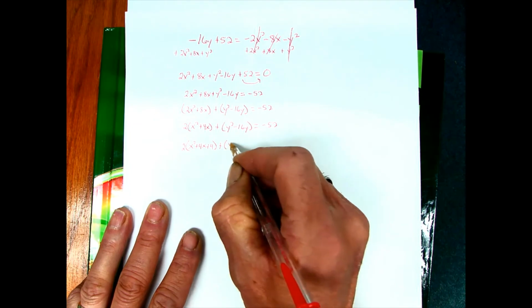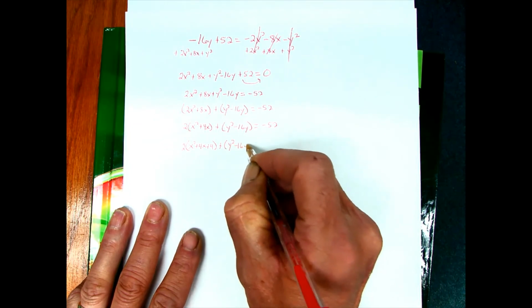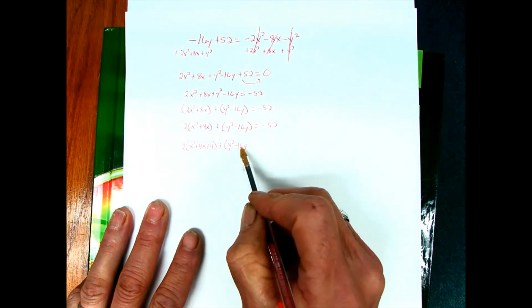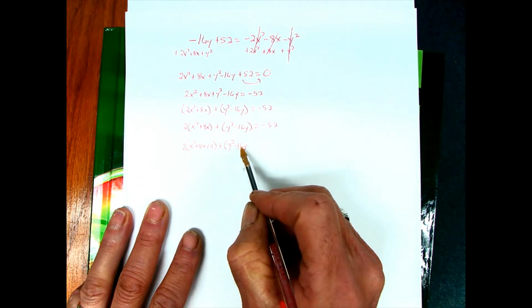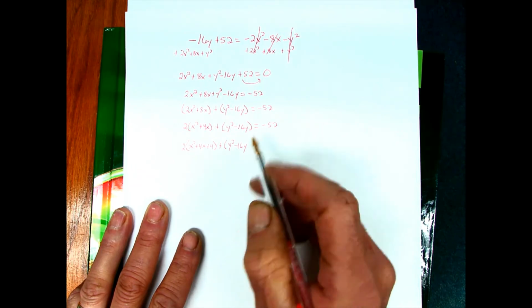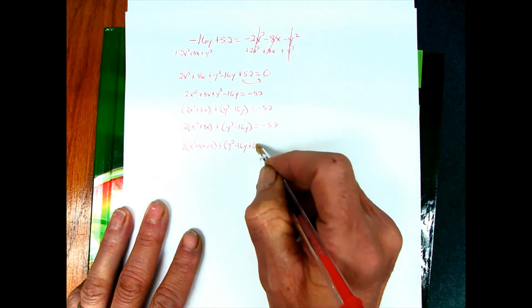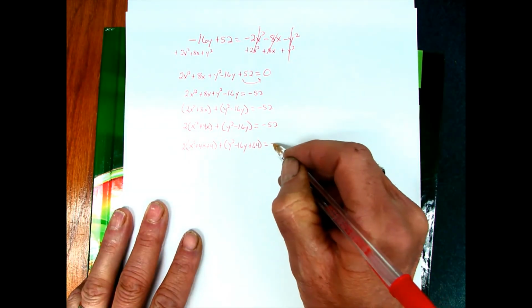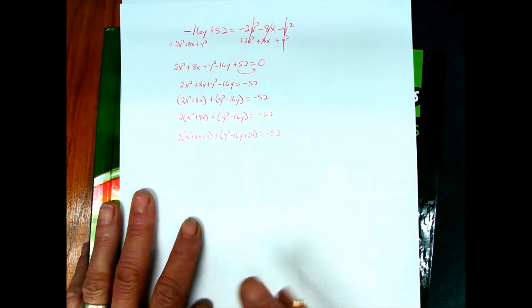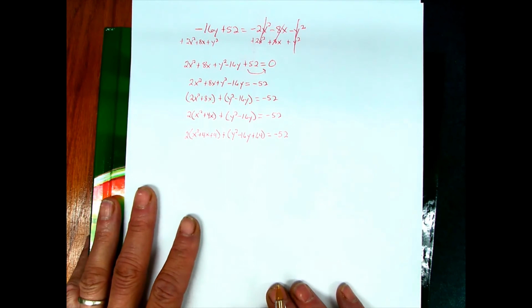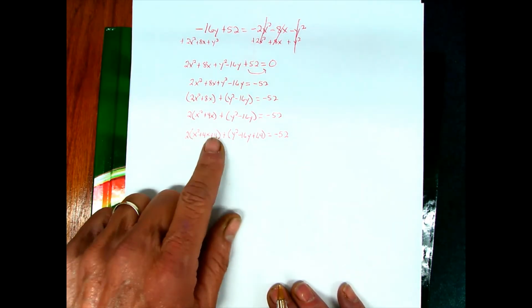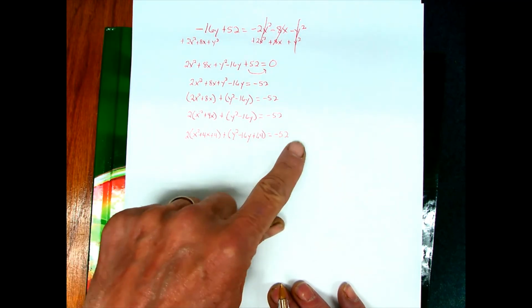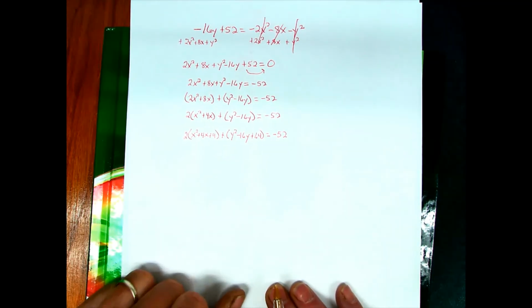Now we're going to do the same thing here. Half of this number is 8. And now square it. 8 squared is 64. All right, on this side we have minus 52. Now, what we have done is we've created an unbalanced equation. We've added parts to this side, but not to this side. So we need to balance it.